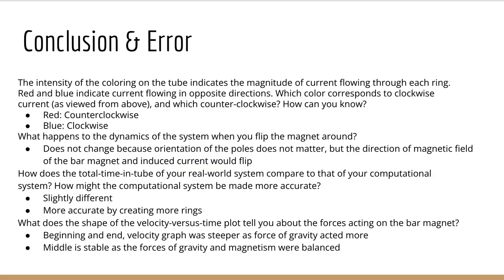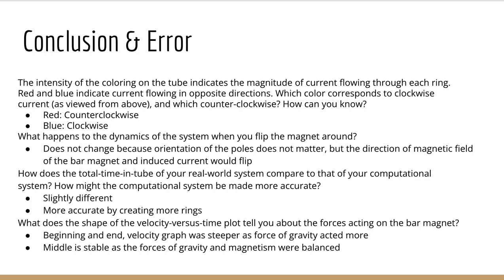And in conclusion, the intensity of the coloring on the tube indicates the magnitude of current flowing through each ring. Red and blue indicate current flowing in opposite directions, which color corresponds to clockwise current and which counterclockwise? The red was counterclockwise and blue was clockwise. And then if we were to flip the magnet around, the system's dynamics would not change because the orientation of the poles doesn't matter. And then the total time in the tube compared to the computational system will be slightly different, but the computational system is probably more accurate by creating more rings.